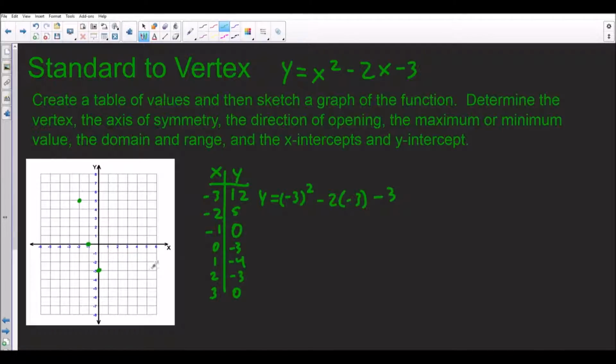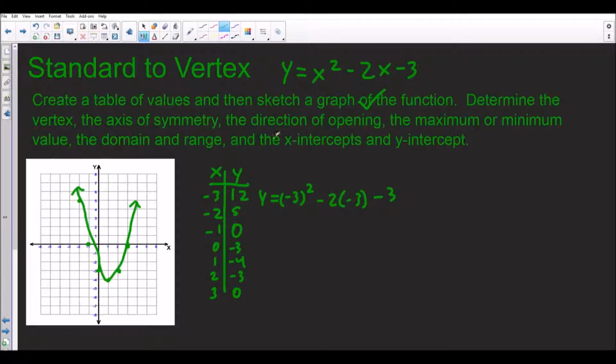0, -3. That's there. 1, -4 is there. 2, -3 is there. And the next point is 3, 0. And if I kept on going, I would probably get something up here. But I'm not going to bother because this is enough for me to see that this is a parabola. That isn't too bad. So there, we've made a table of values and we've sketched it. Okay, we're done that. Good.